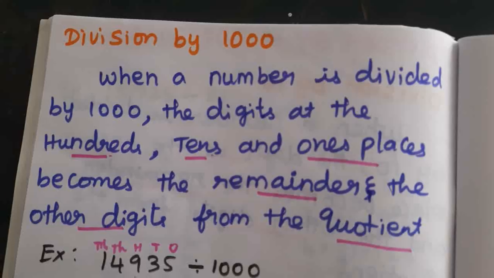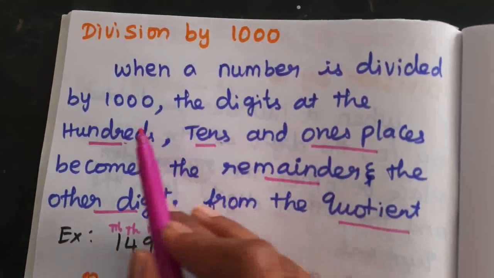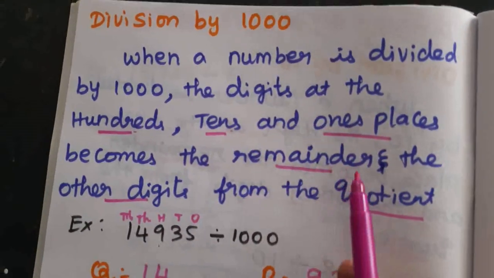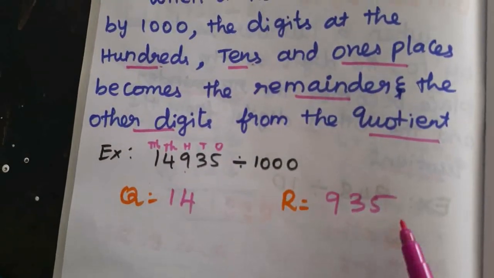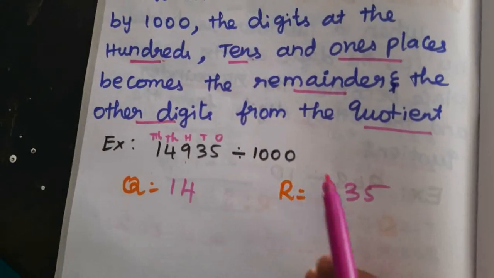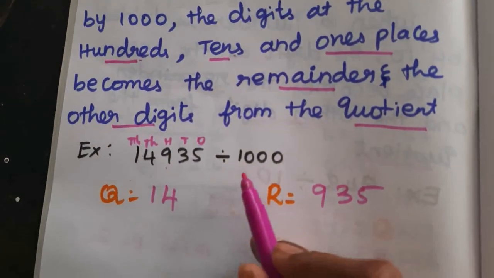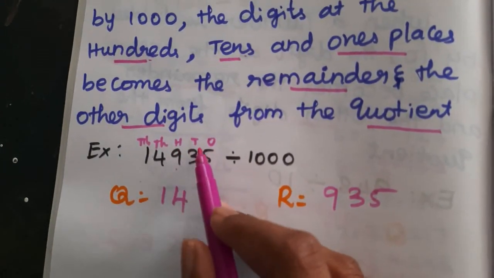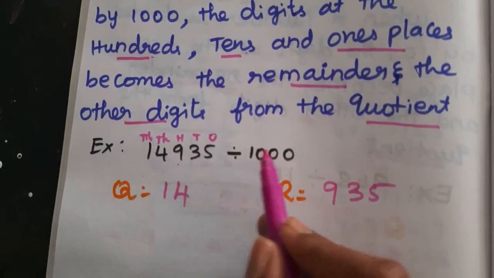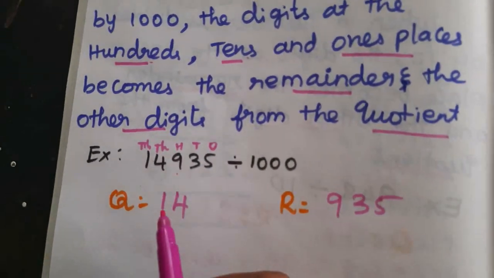Okay, so next is the division by 1000. Division by 1000 means hundreds, tens, ones place is the remainder, and other digits are the quotient. So this is the example for division by 1000. Any number of digits divided by 1000, in that number the hundreds, tens, ones places become the remainder, and the remaining places are the quotient.